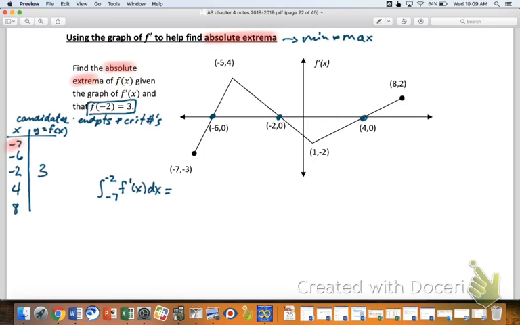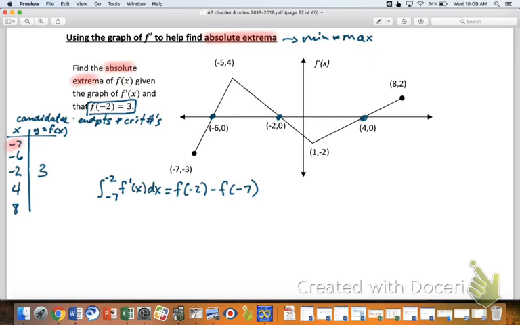Okay, so then the final piece here as far as the setup goes, what does that equal? What would be the symbolic answer on the right side? F of negative 7. Other way around. F of negative 2 minus F of negative 7. There you go. Does that make sense?